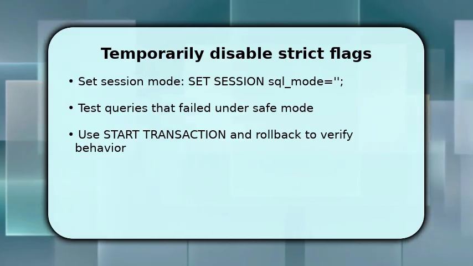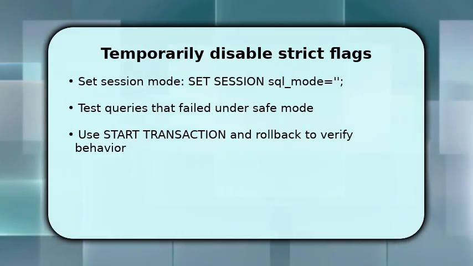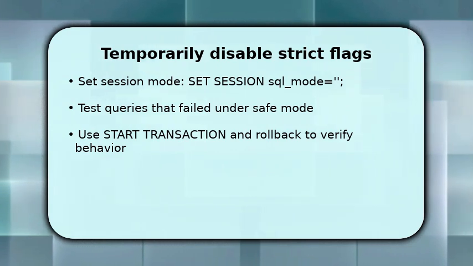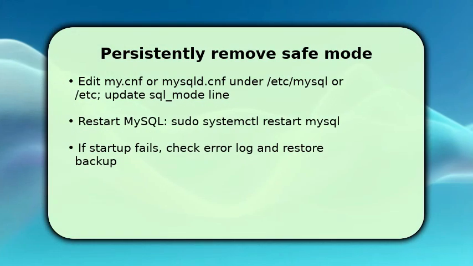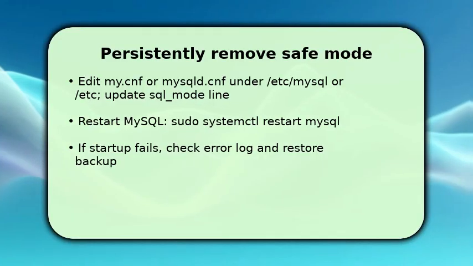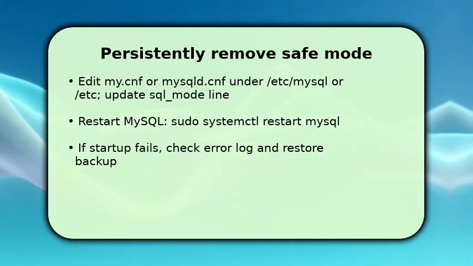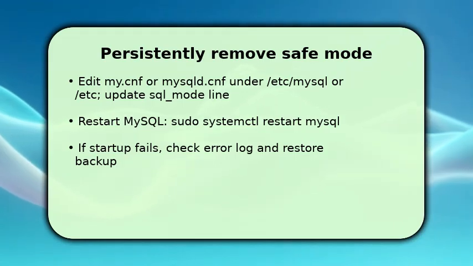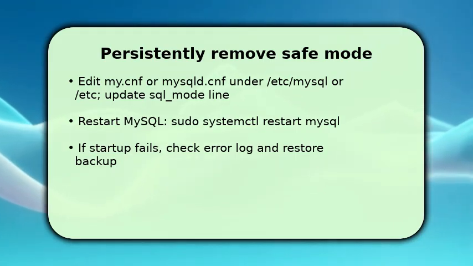To make the change permanent, edit the MySQL configuration file, typically /etc/mysql/my.cnf or /etc/mysql/mysql.conf.d/mysqld.cnf, and locate or add the sql_mode setting under [mysqld]. Remove STRICT or NO_ZERO_DATE entries, or set sql_mode equal to an empty value, if appropriate.